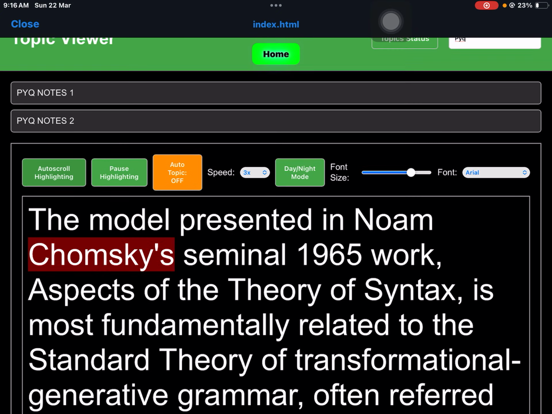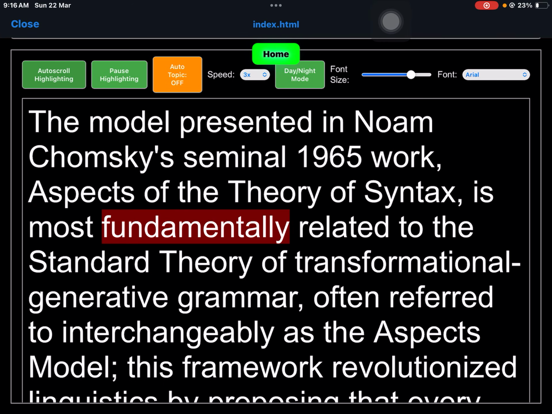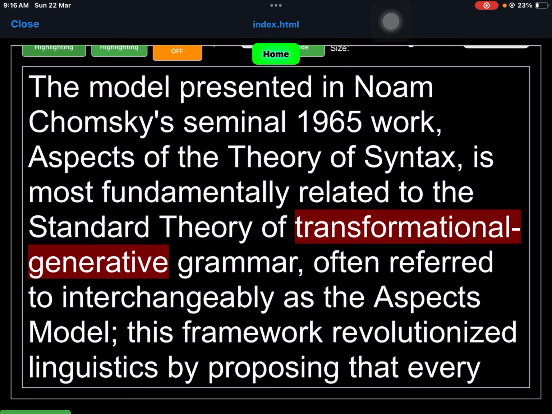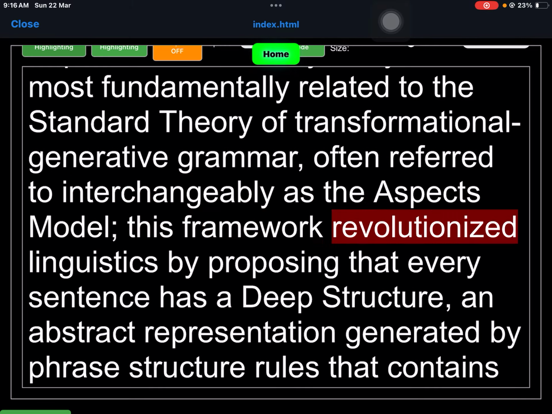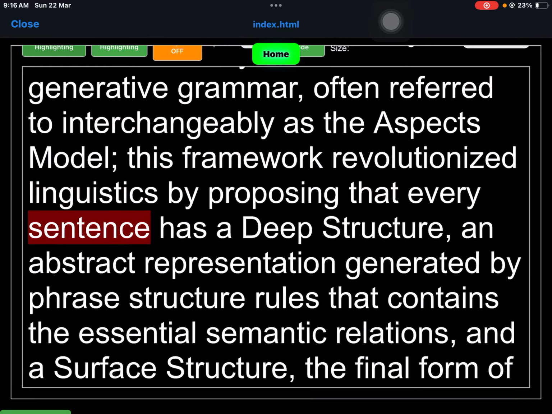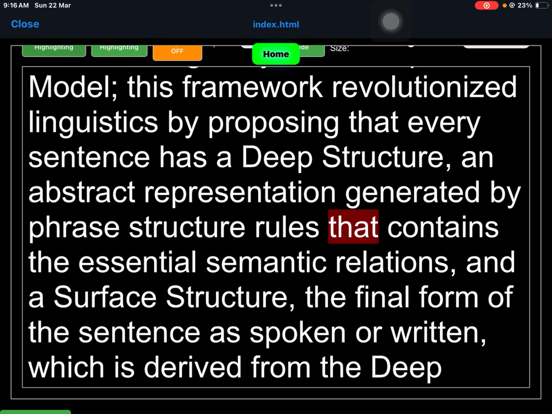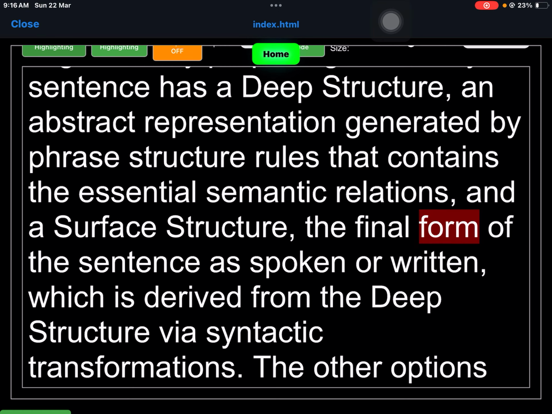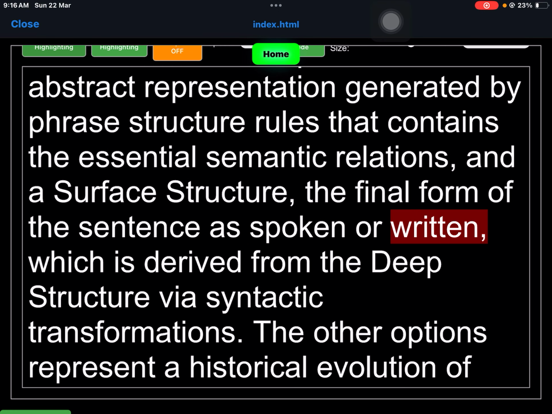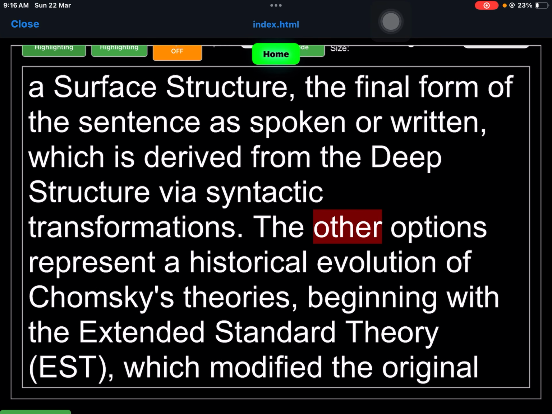The model presented in Noam Chomsky's seminal 1965 work, Aspects of the Theory of Syntax, is most fundamentally related to the standard theory of transformational generative grammar, often referred to interchangeably as the aspects model. This framework revolutionized linguistics by proposing that every sentence has a deep structure, an abstract representation generated by phrase structure rules that contains the essential semantic relations, and a surface structure, the final form of the sentence as spoken or written, which is derived from the deep structure via syntactic transformations.